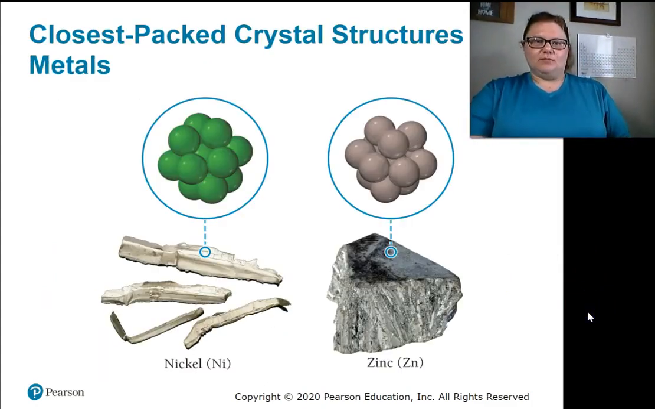All right, so here's just an image showing you a couple different metals and what they look like. So we have a sample of nickel and zinc, and then showing you if we were to zoom in to see how the metals are very closely packed. That's what this image is showing to us here.